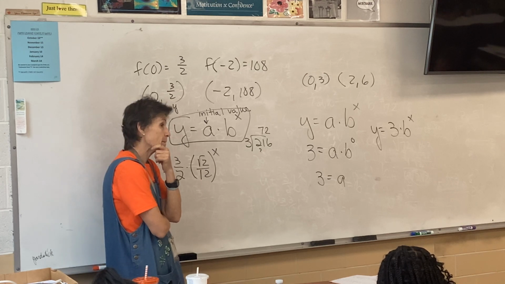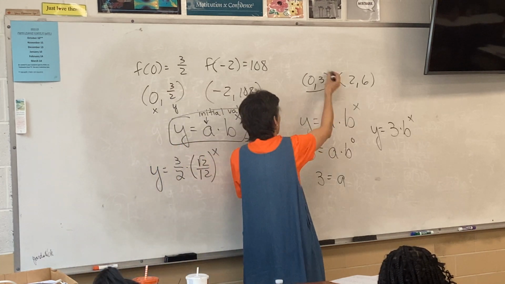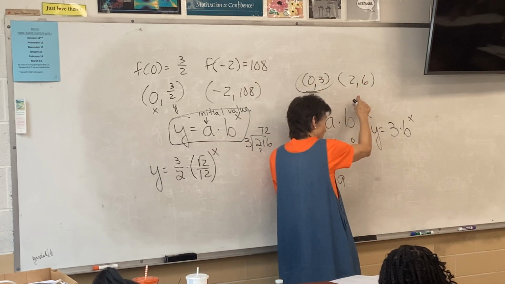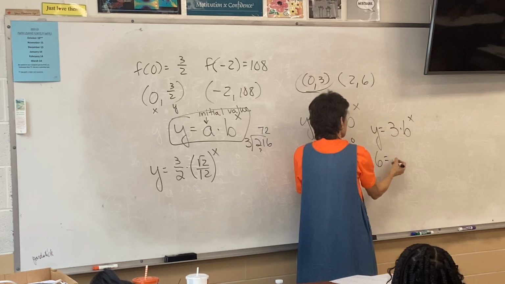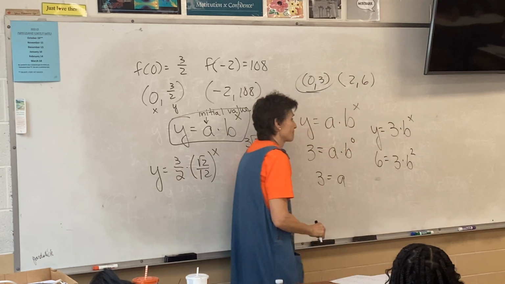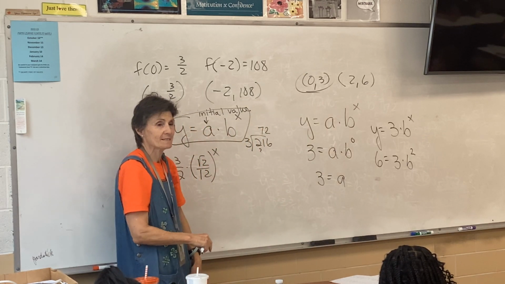So now we gotta find b. We found a using this point. So now we will plug in, so 6 equals 3 times b squared. It's easier, but it's not as good as I'd hoped, but it's easier.